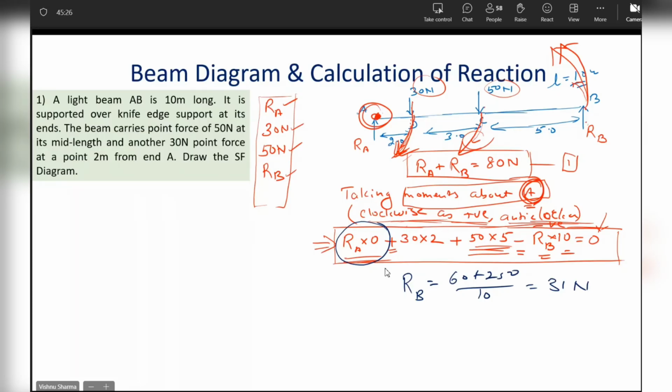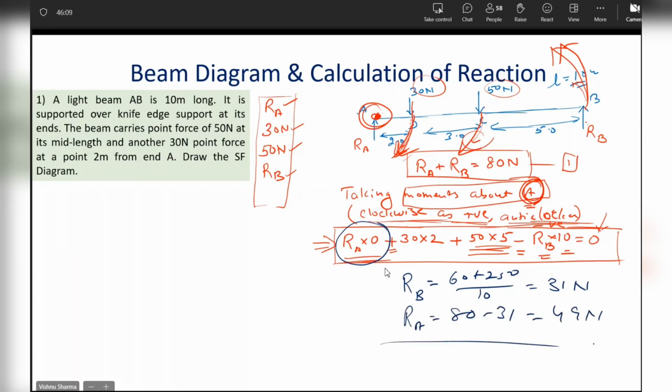So to avoid the use of simultaneous equations, I recommended to you at the onset that please try and take the moments about one of the supports. That support could be A or B, that doesn't matter, but it should be preferably taken about one of the supports. So that gives you the reason why I was asking you. Are you okay up to this point, guys? So we get RB equal to 31 and RA equal to 49. So we'll write here RA is equal to 80 minus 31 equal to 49 newtons.